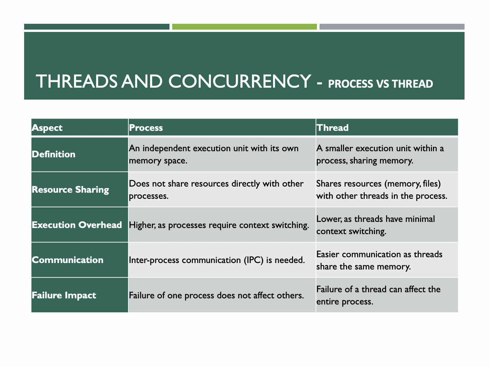Basically, processes offer better isolation, making them more stable but resource intensive. Threads, on the other hand, are lightweight and efficient but come with the risk of affecting the entire process if one thread fails.